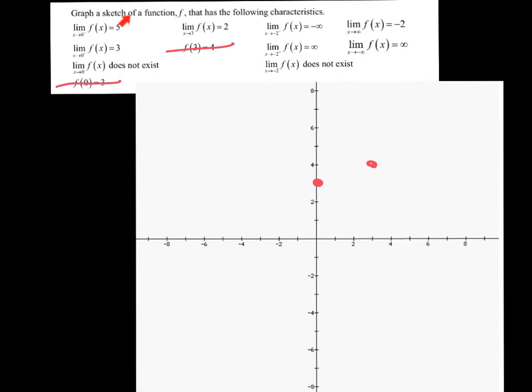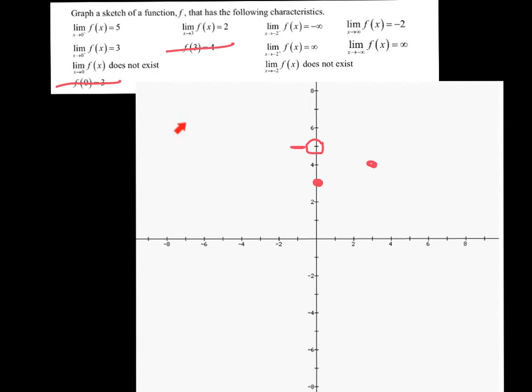Okay, so you'll notice that these 3 pieces all deal with a limit as x approaches 0. So I'm going to go to the x-axis, I'm going to go to 0. And it says when I come in from the left, my height has to be 5. So here's what I do. I find 0, I go up to 5, and I make an open circle with a tail from the left.